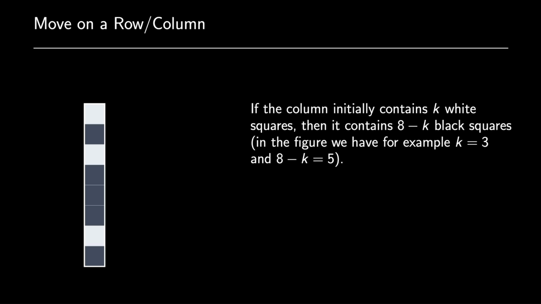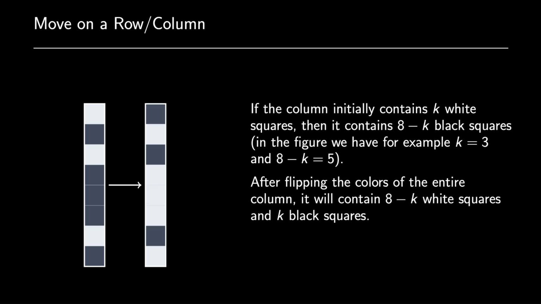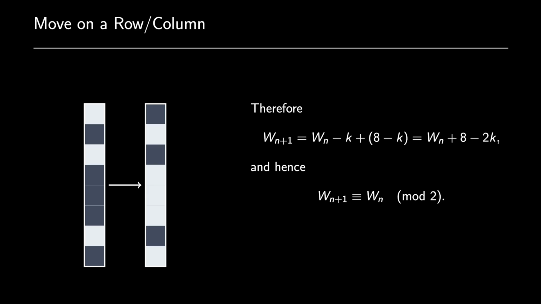If that column initially contains k white squares, then it contains 8 minus k black squares. In the figure we have, for example, k equals 3. After flipping the entire column, it will instead contain 8 minus k white squares and k black squares. So we have W_(n+1) equals W_n minus k plus 8 minus k. Since 8 minus 2k is always an even number, we conclude that W_(n+1) is congruent to W_n modulo 2. In other words, flipping an entire row or an entire column does not change the parity of the total number of white squares.